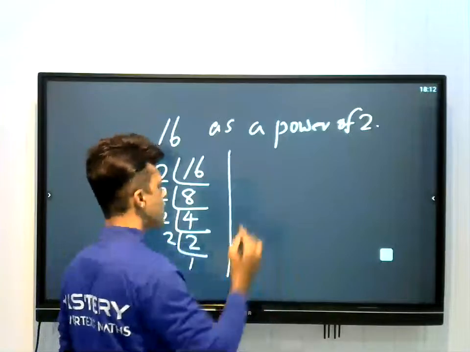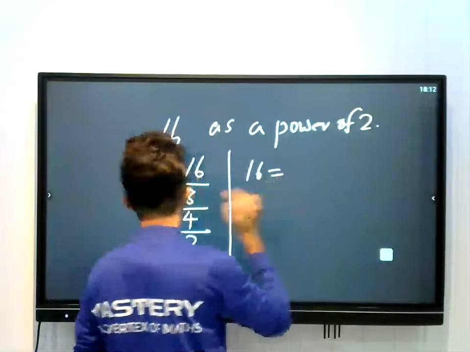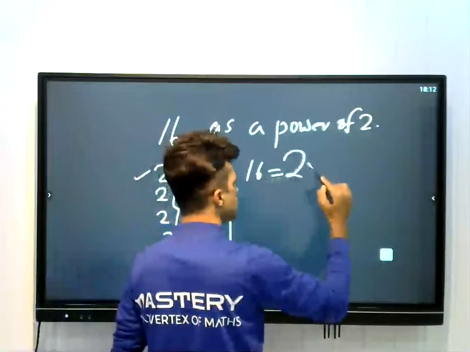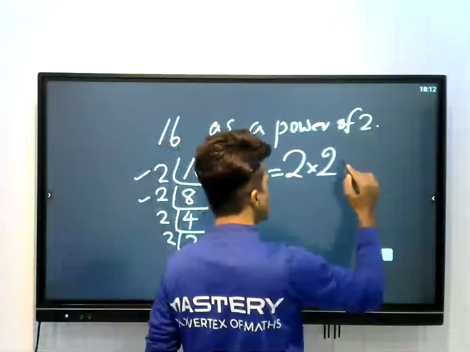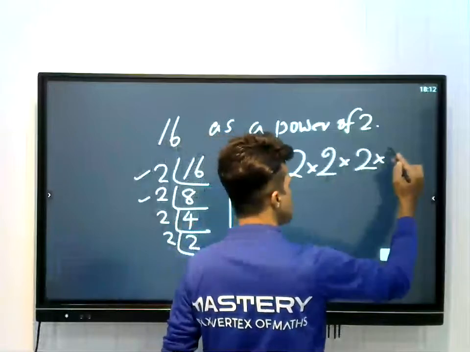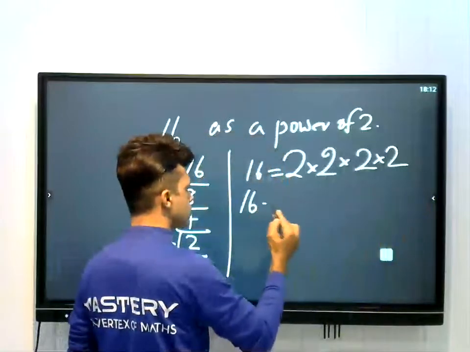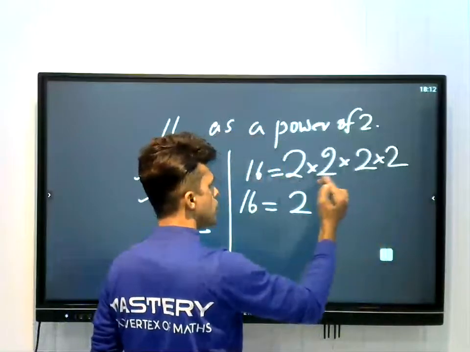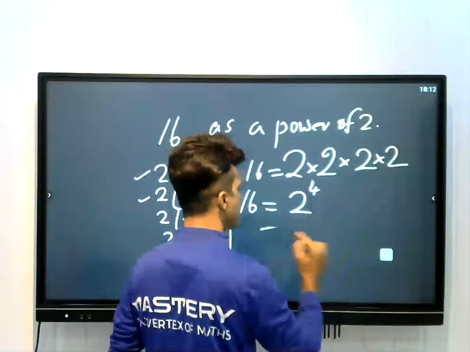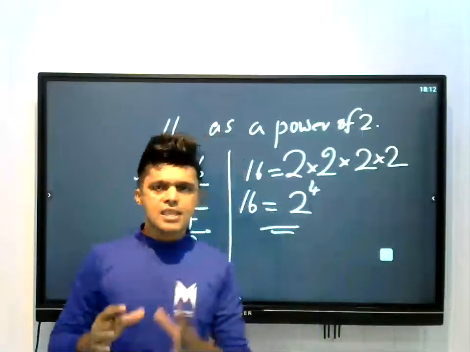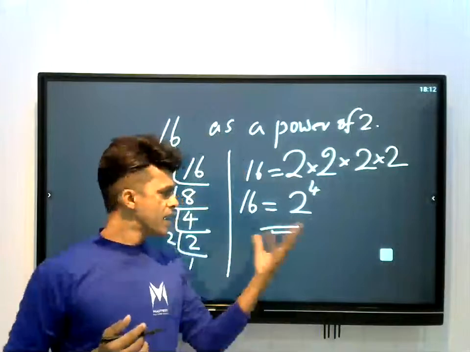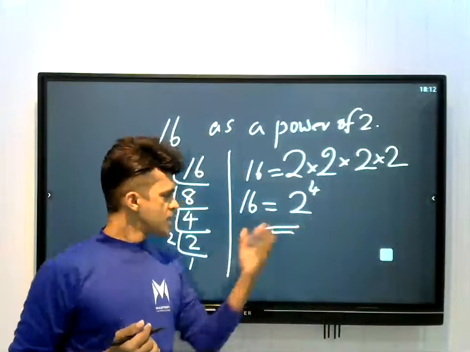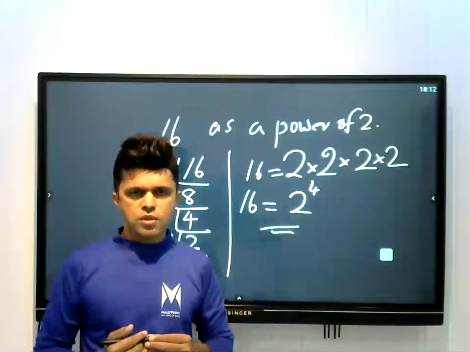So now we can write 16 equals 2 times 2 times 2 times 2. So 16 equals 2 to the power 1, 2, 3, 4. 2 to the power 4. So we have written 16 as a power of 2. 16 equals 2 to the power 4.